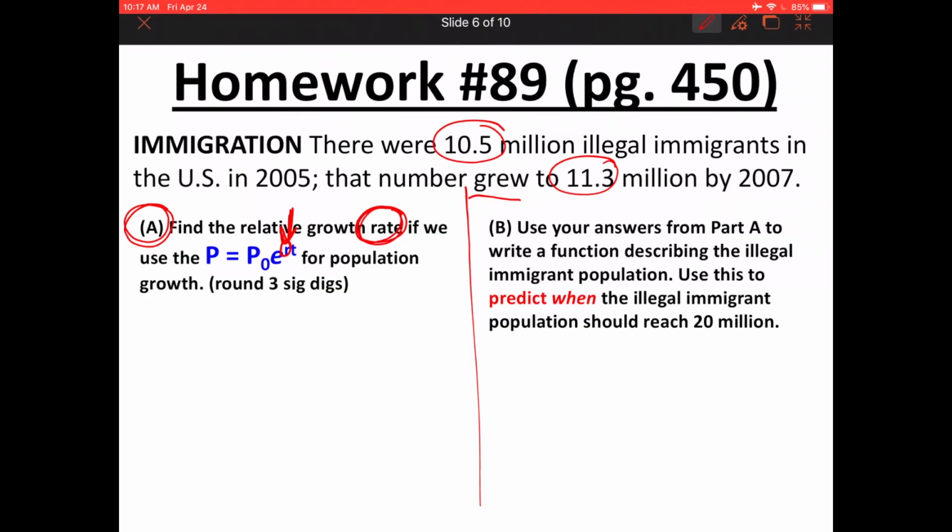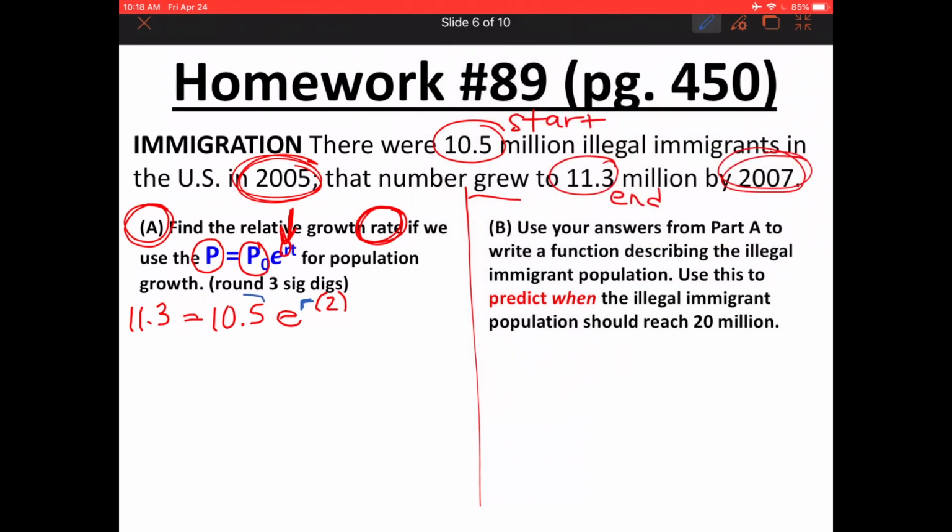So what do we have to do? We have to plug in. Now they do give us values. 10.5 is what we're starting at. 11.3 is what we're ending at. So let's go ahead and plug that in. So for the letter P, I'm going to put 11.3. For P sub 0, I'm starting at 10.5. I just leave my letter E there. Remember, R is the variable that we're looking for, so I leave R just like that. Now, how much time has passed? If I went from 2005 to 2007, that means 2 years have passed. Okay, guys? So now I have set up my equation, and now I need to solve to find rate.